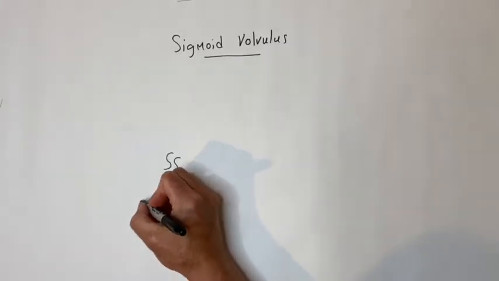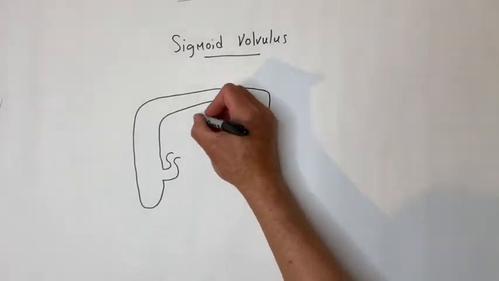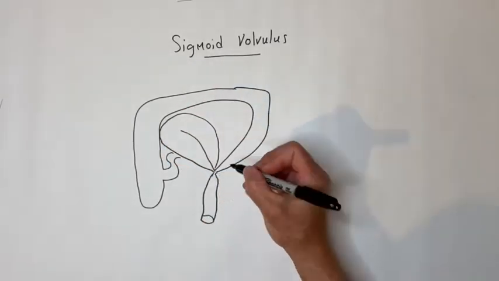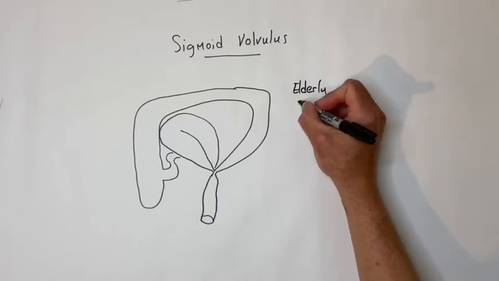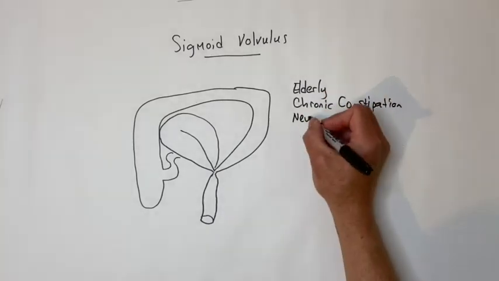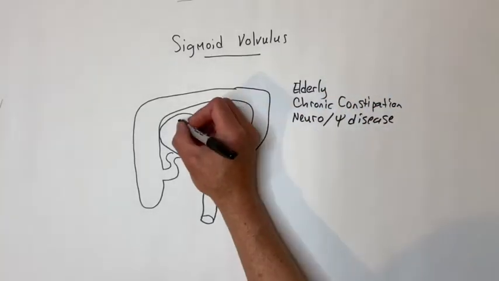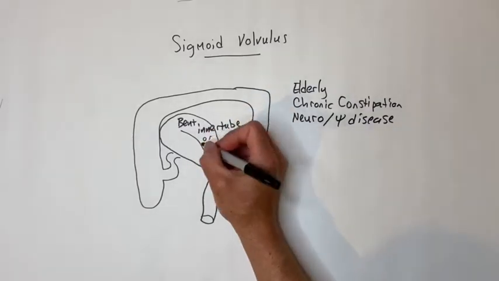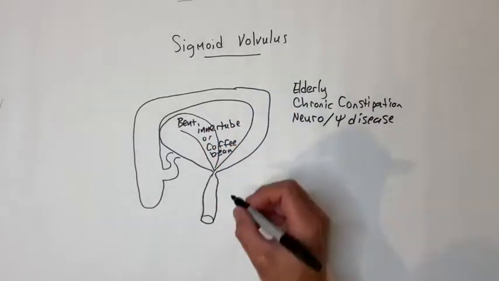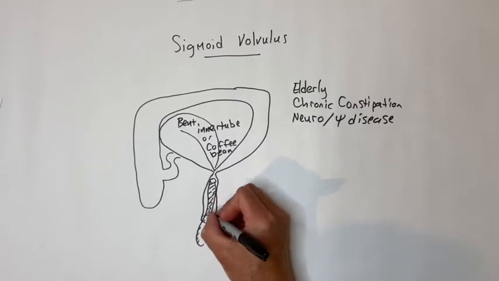Sigmoid volvulus is when an elongated sigmoid on a long mesentery twists on itself. It's more common in the elderly, those with chronic constipation, neurologic or psychologic disease. KUB finding is bent inner tube or coffee bean sign pointing to the right upper quadrant.